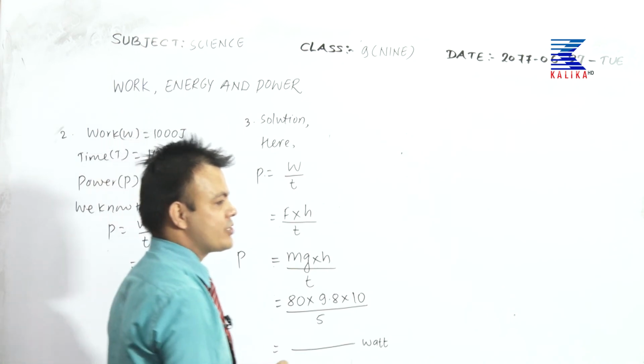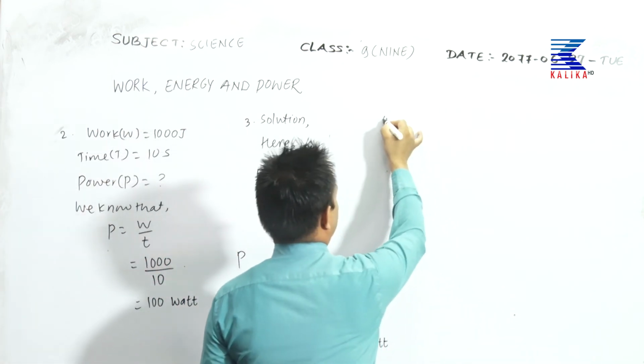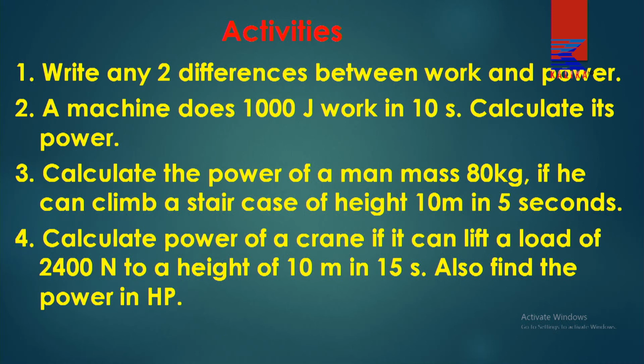Well, question number 4. Have a look. Calculate the power of a crane if it can lift a load of 2,400 Newton to a height of 10 meter in 15 seconds. Also find the power in HP. First of all, find out the P, power, and then convert that P into HP. The power can be converted into HP by dividing by 746. I'm doing the shortcut way.